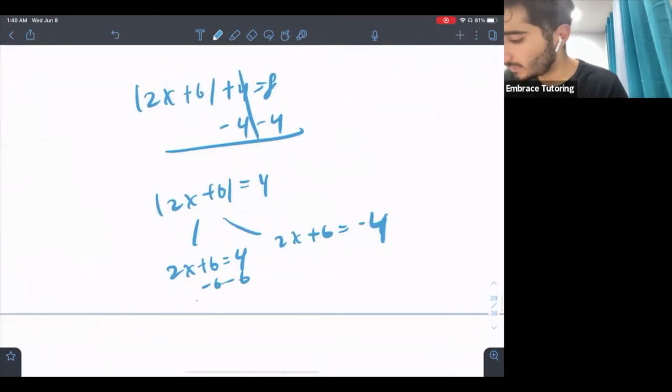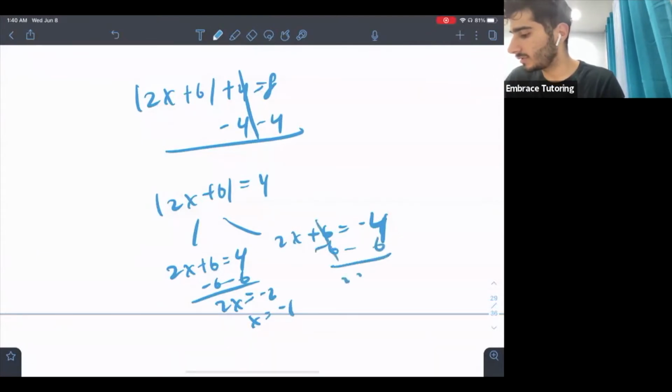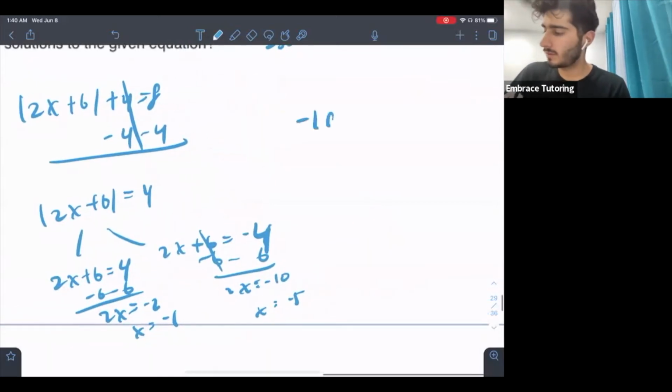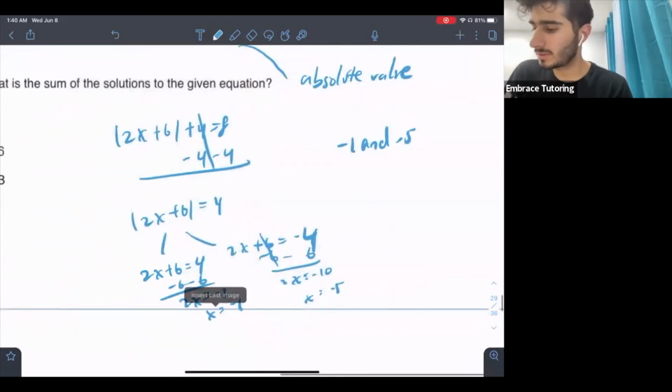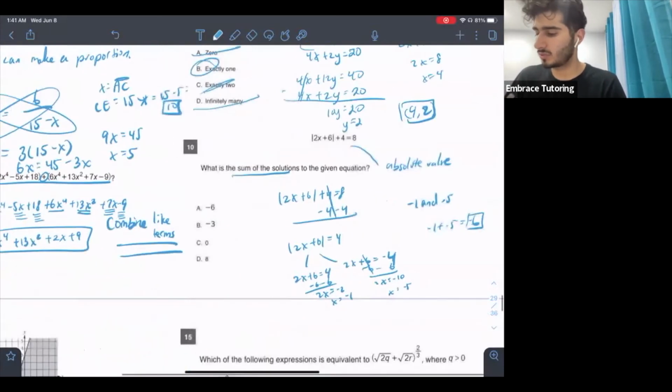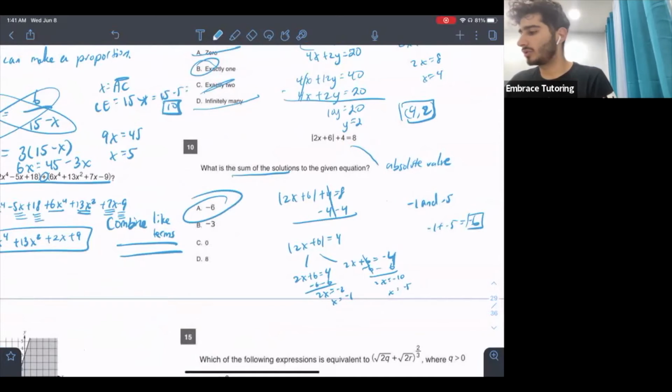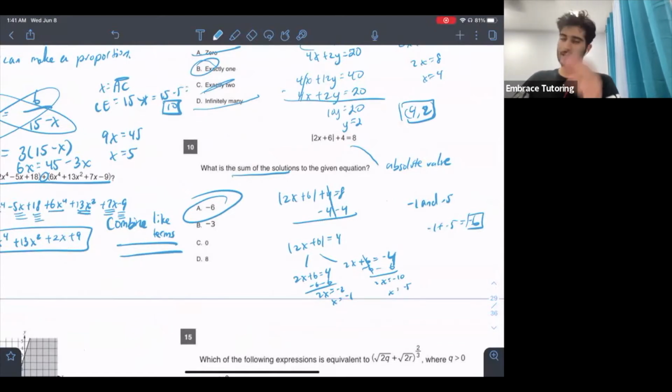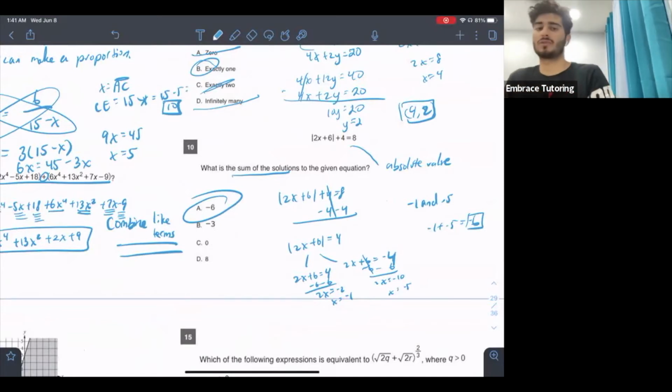And then you would solve for both x's. 2x is equal to -2, x is equal to -1. And then for the other, subtract the 6 on both sides, 2x is equal to -10, x is equal to -5. Since we have -1 and -5, it's asking for the sum of the solutions, meaning -1 plus -5, which is equal to -6, which is choice A. And that's how you do question 10. You just have to understand how to solve an absolute value equation, and then take the extra step of finding the sum of the solutions.